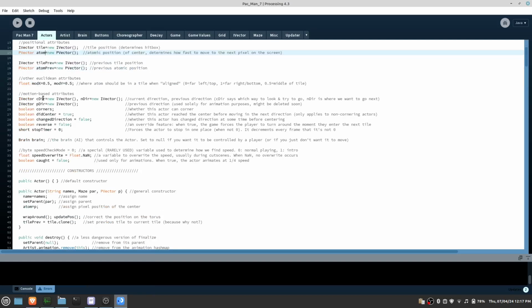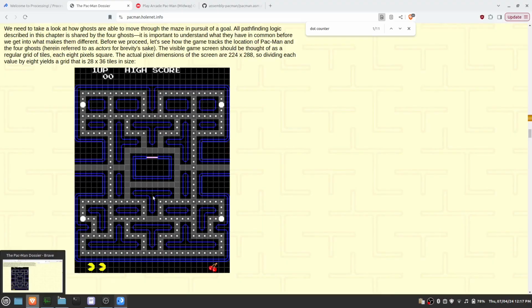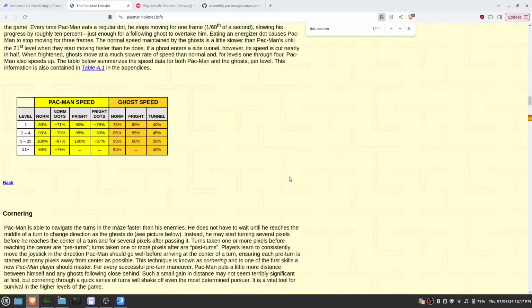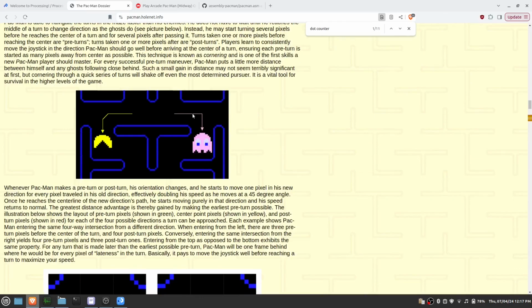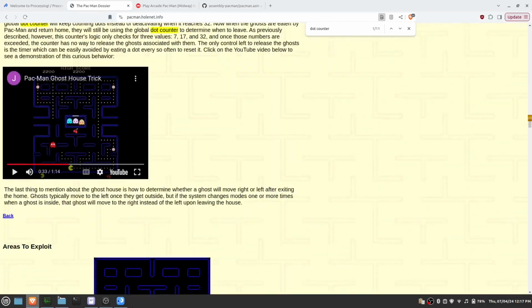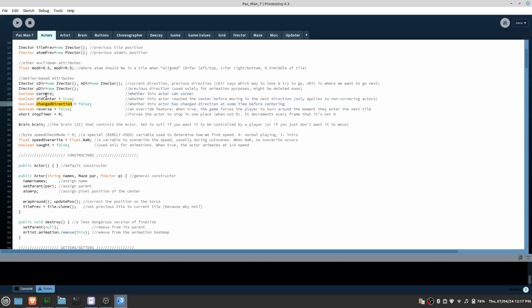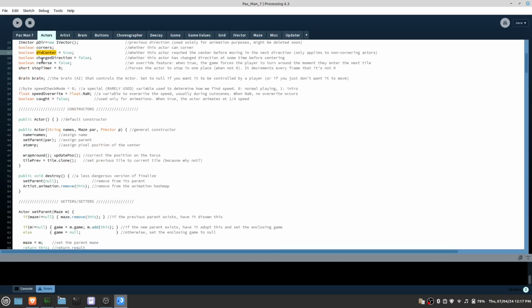Let's see what else we got. The current direction, next direction, previous direction. This thing called cornering, which I don't want to get into in too much detail, but the moment you enter an intersection point, you're allowed to immediately start turning, whereas the ghosts are only allowed to start turning the moment they reach the center of the intersection. Yeah, there's a lot of fancy mechanics behind this. Oh, and they also have a brain. I'll talk about that later.